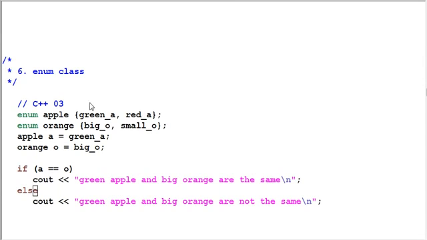Enum class. In C++03, enumerators are basically integers. Here I enum apple, green apple, red apple, enum orange, big orange, small orange, and I define apple A equal to green apple, orange O equal to big orange, and as a result I can compare apples to oranges. If A equal to O prints out green apple and big orange are the same, and this code will indeed print out green apple and big orange are the same.